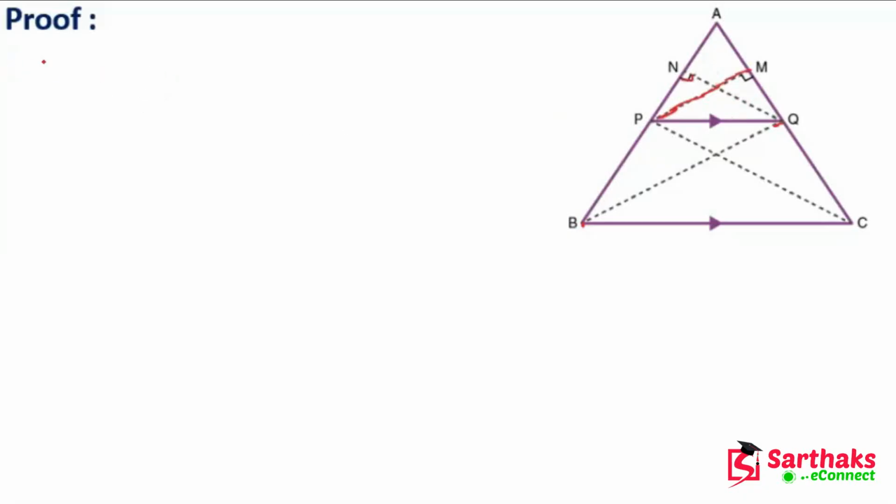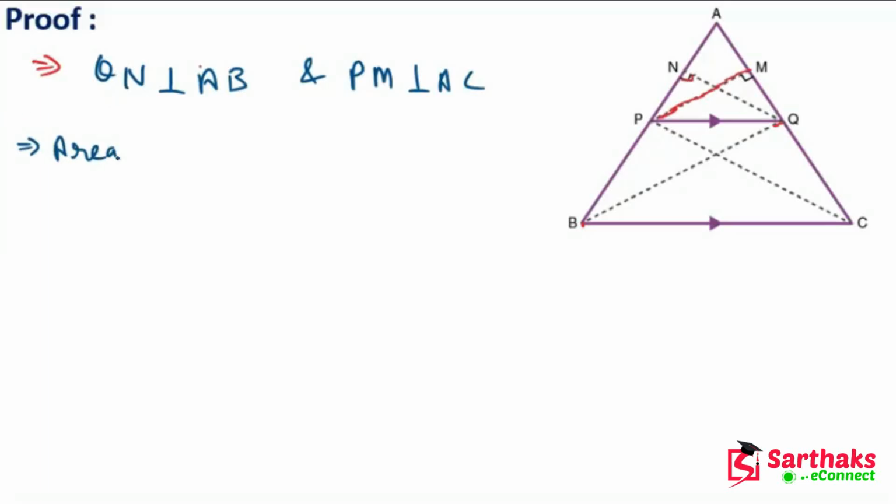So now, my dear friends, here QN is perpendicular to AB, and PM is perpendicular to AC. I hope you get this point. So now we know that the area of any triangle is half into base into height. Now we are finding the area of triangles.